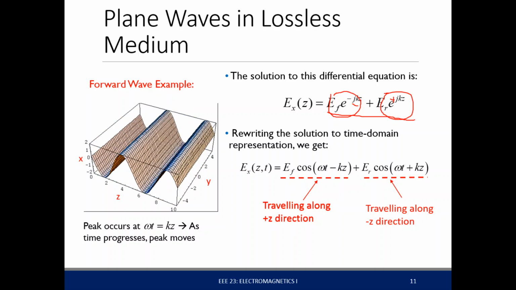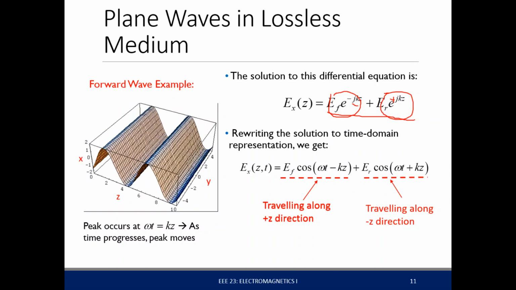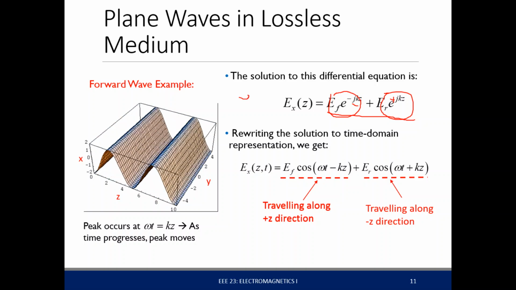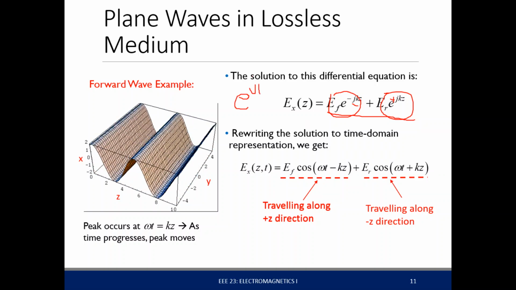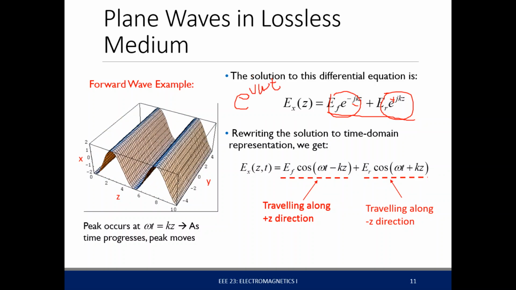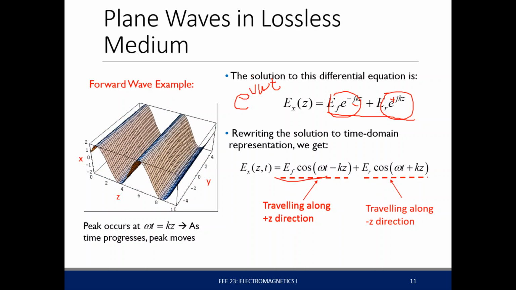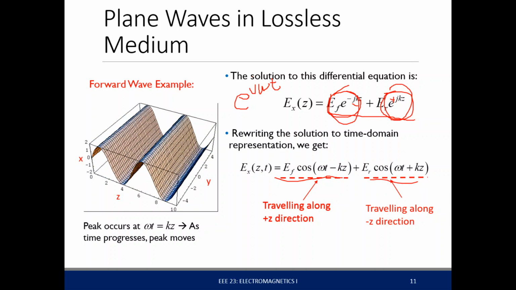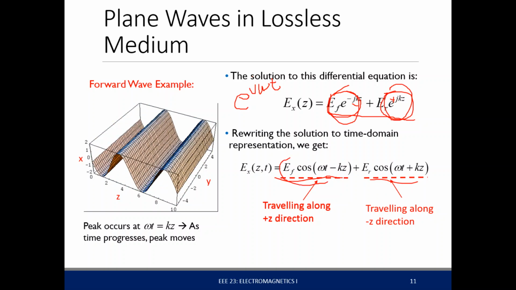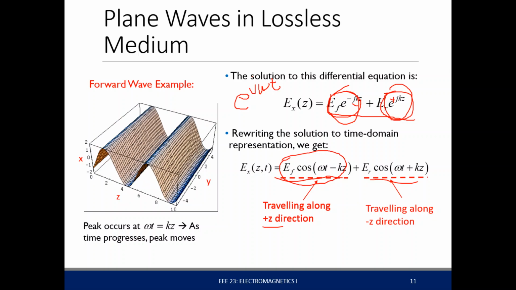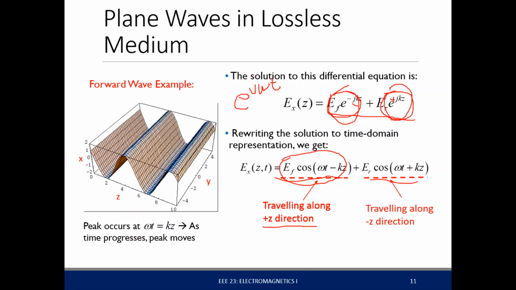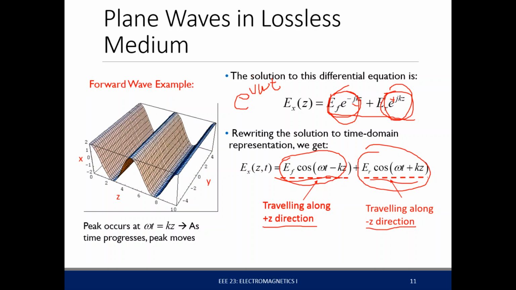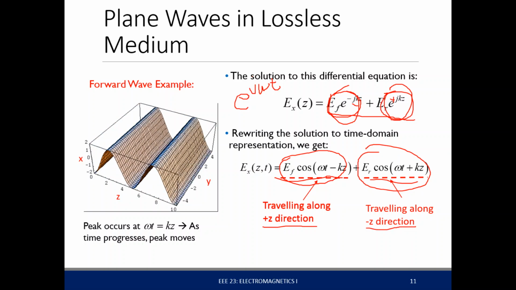Since these are phasors, we can convert them to the time domain by multiplying by e to the j omega t and getting the real part. So it turns out that the real part is this for the first term and this for the second term. So this term right here travels along the positive z direction. And this term right here travels along the negative z direction.